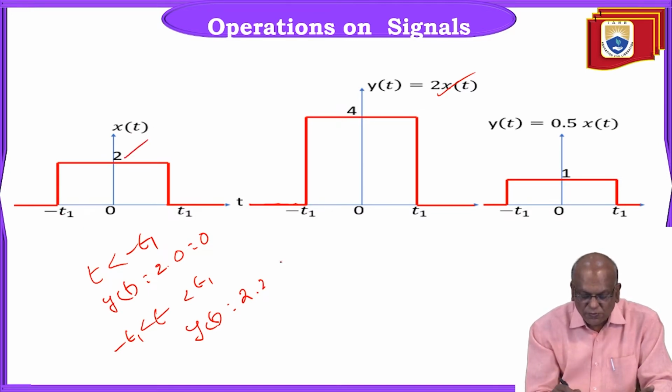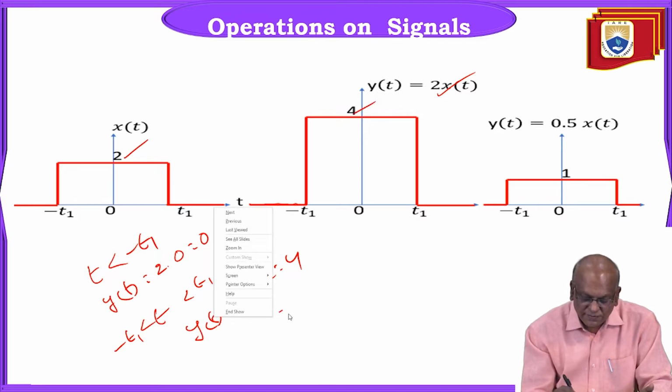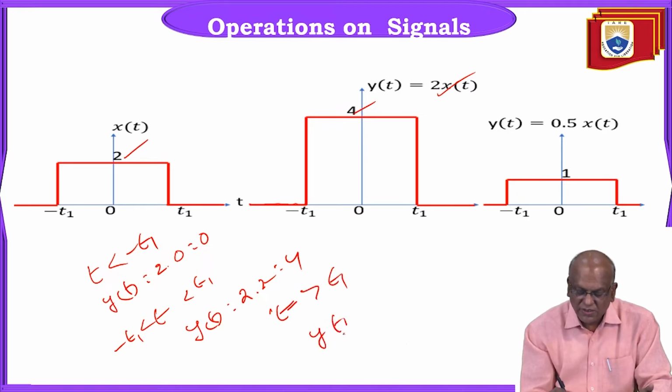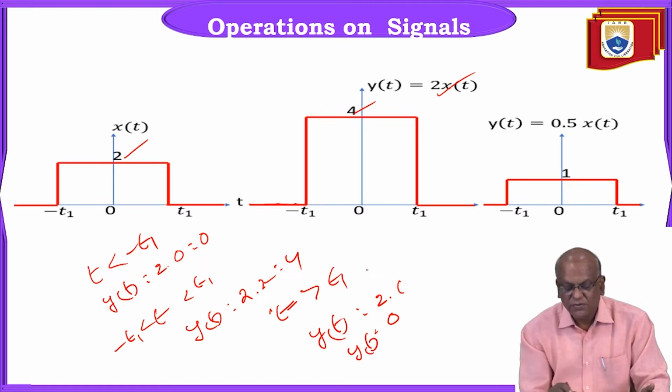2 into 2, we get the 4 value. That's why I am drawing, between minus t1 to plus t1, y of t value equal to 4. So for t greater than t1, under these conditions, y of t equal to 2 times of x of t, where the x of t value becomes 0. That's why y of t equal to 0 for t greater than t1. We get the sum plot.